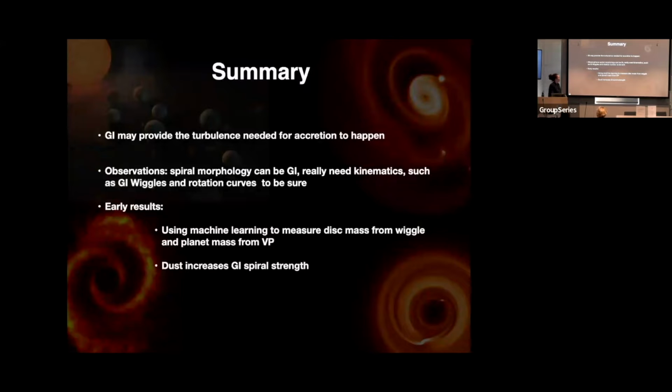So just to summarize, GI may provide the turbulence needed for accretion to happen. Spiral morphology can be GI. We really need kinematics in order to pin it down, such as the GI wiggle or rotation curves. There are some early results using machine learning to measure disk mass from the wiggle and planet mass from the velocity perturbations. Also finding that dust increases spiral strength.